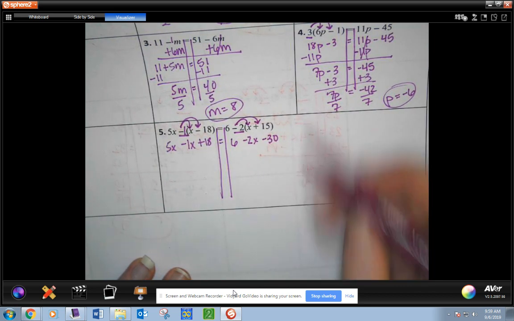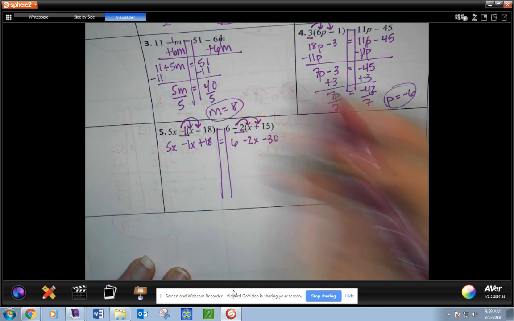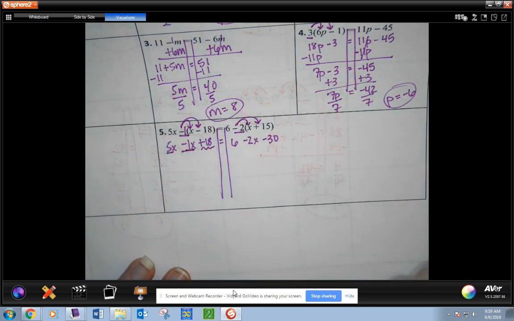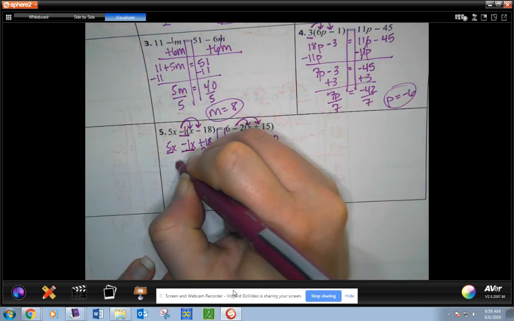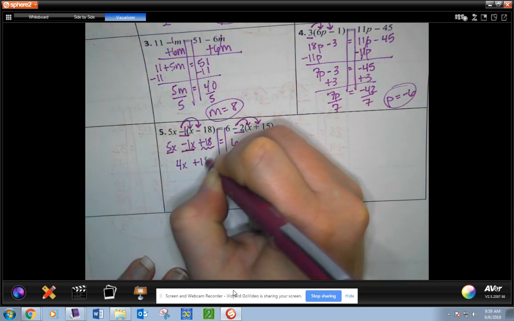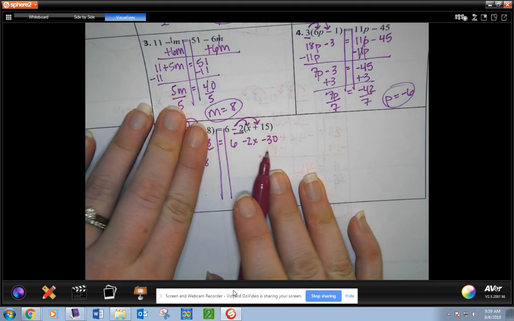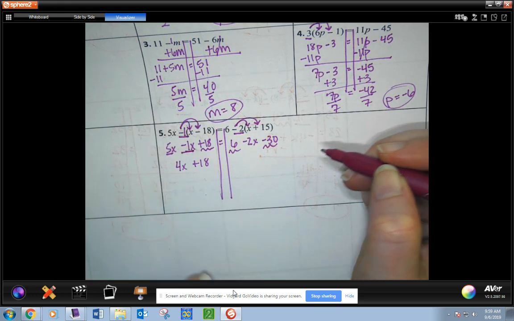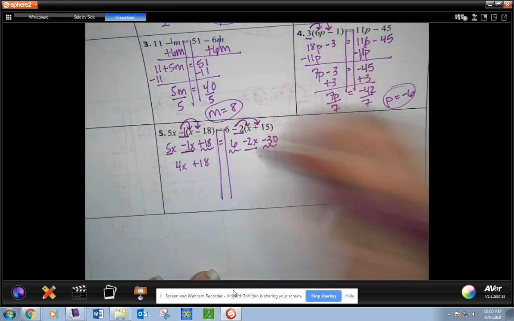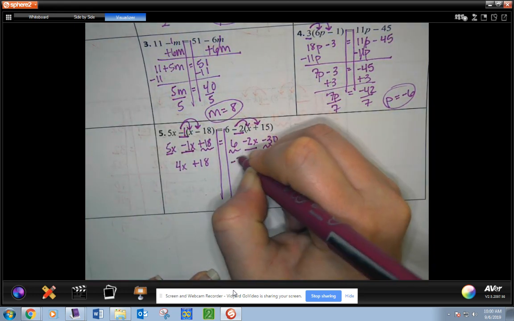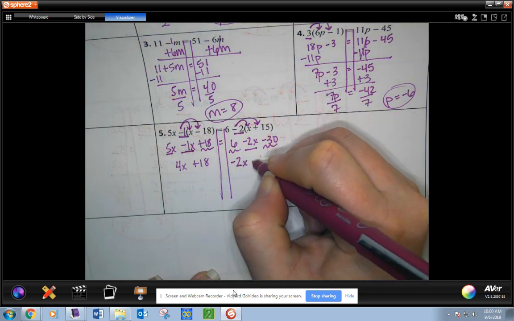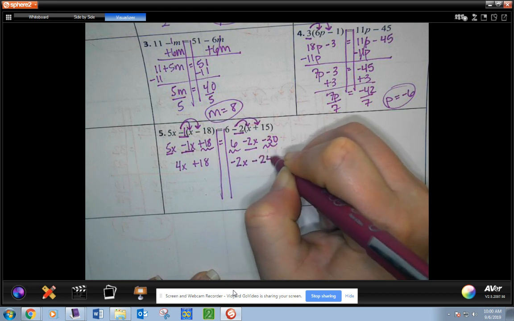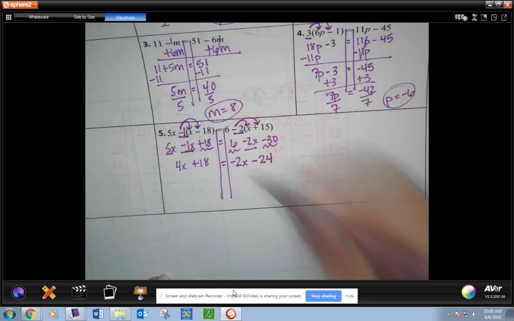Step 2 is combine. So if I look at just the left side, my x's can go together, and my 18 is by itself. So a 5x and a negative 1x make a 4x plus 18. Over here on the right side now, my constants can go together, and the negative 2x stays by itself. So I'm going to bring down negative 2x, and when I add 6 and negative 30, that gives me negative 24. Put my equals back in between.